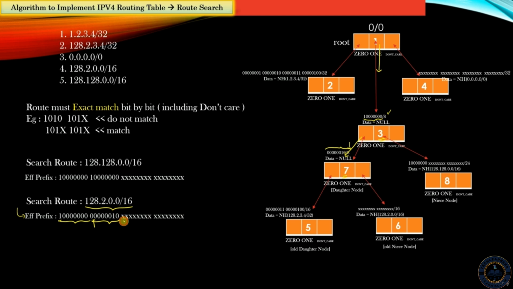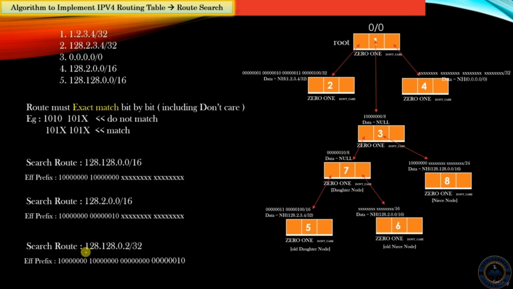The next bit in the effective prefix of the input is don't care. So I will take the path along the don't care child of node 7 and I will land at node number 6. Now the prefix length of node number 6 is 16. So I am going to compare the 16 bits of the input route with the 16 bits of the effective prefix of node 6. Alright, and they exactly match, and my input effective prefix has been completely exhausted. So I will stop at node number 6. It simply means that the route is present in this mTrie data structure, and the node which holds the data corresponding to this route is node number 6. Alright.